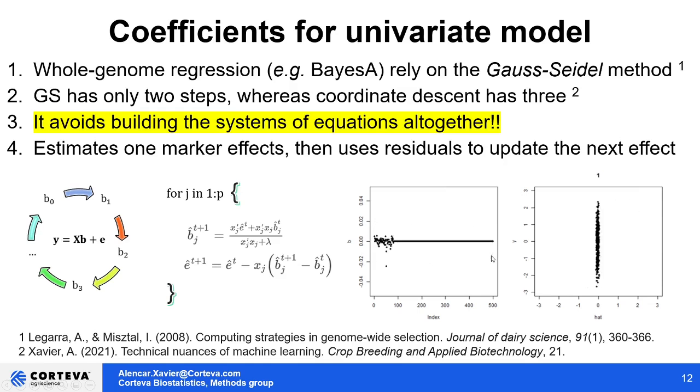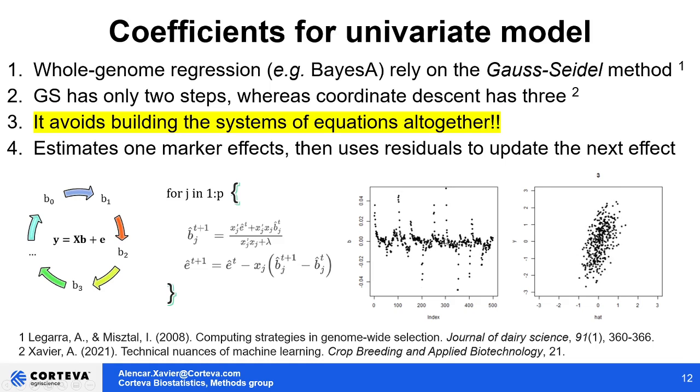This goes on and on until convergence, and here is just a depiction of how the marker effects would look like over the course of a few iterations, and the goodness of fit increasing over time as well.